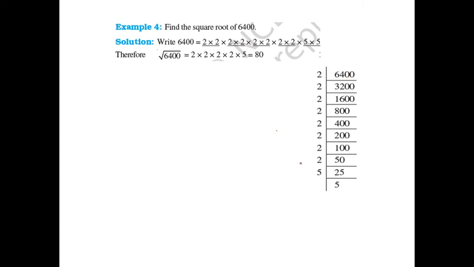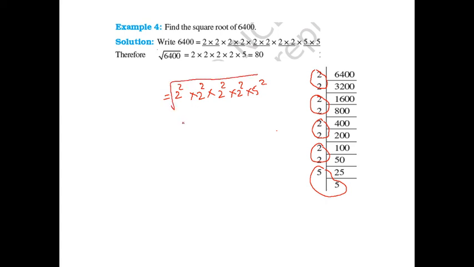So again continuously divide by 2. Make a pair of it. What we have to do? Make a pair of it. So one pair, second pair, third pair, fourth pair and fifth pair. So 5 pairs are there. So 2 square, again 2 square, again 2 square, again 2 square, again 5 square, and I have to write under root. So when the root comes outside, 2 into 2 into 2 into 2 into 5. So 2 twos are 4, 4 twos are 8, 8 twos are 16, 16 fives are 80.